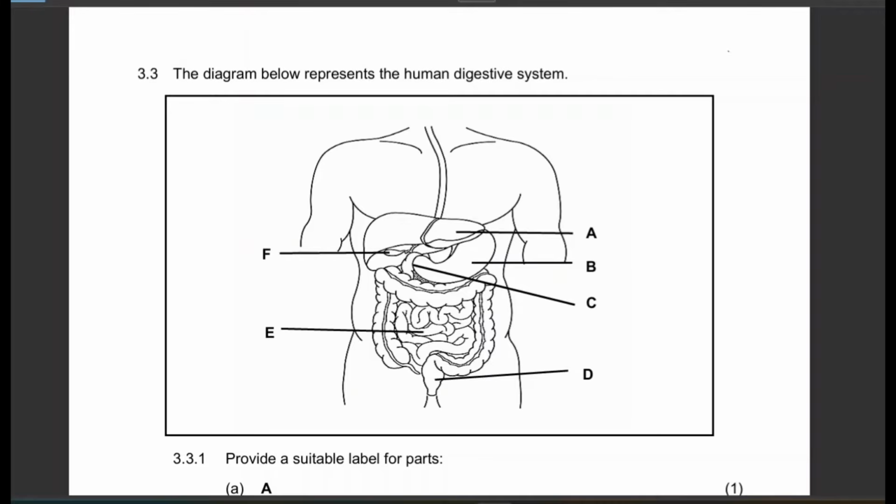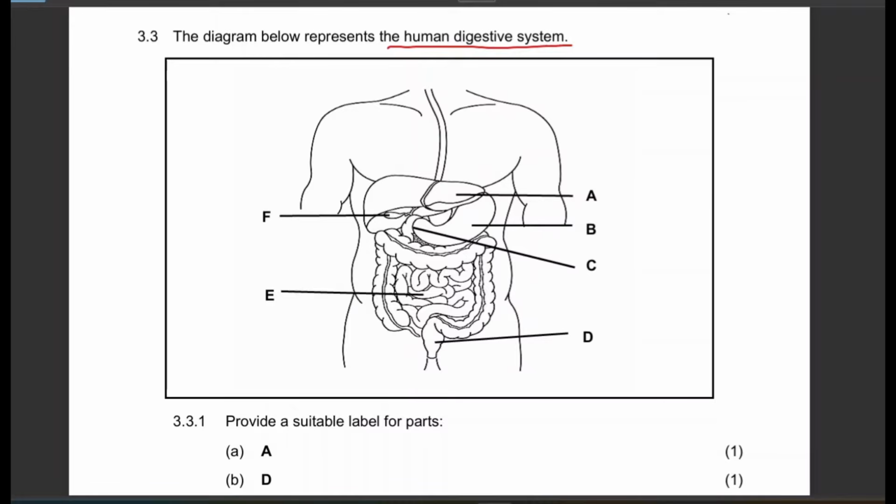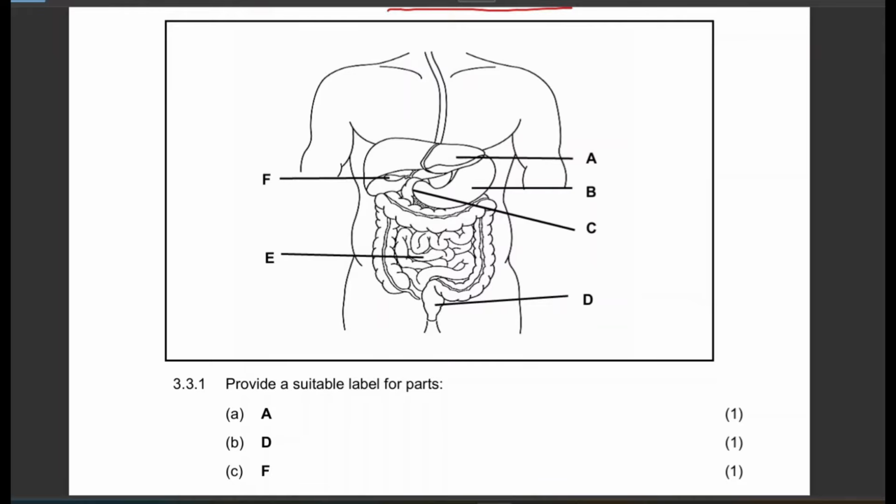The diagram below represents the human digestive system. Let's look at the diagram, guys. That is obviously of the human digestive system. There are a few labels here. It's up to you if you want to start by giving all the labels or you just go straight to the questions. It's all up to you. So because of time, I'll just go straight to the questions.